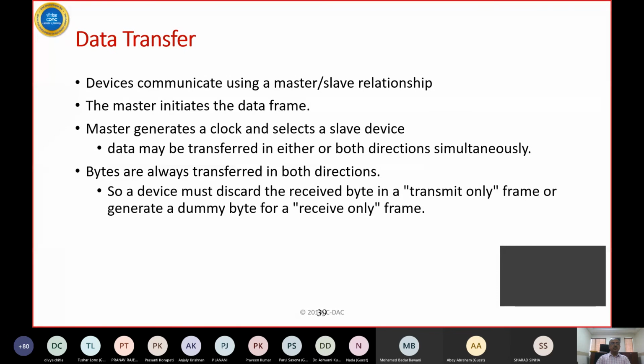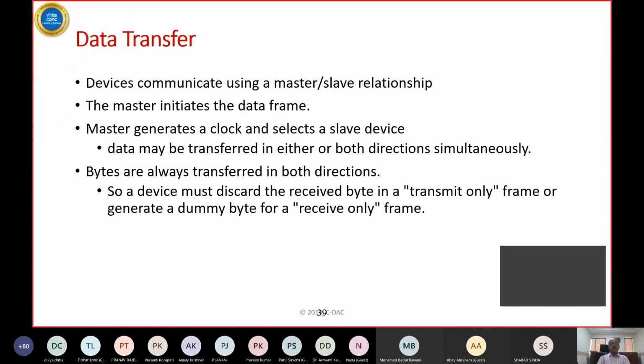So the data transfer takes place using a master-slave relationship. The master will always initiate the data frame. How does it initiate the data frame? It generates a clock and selects a slave device, assuming that we have a slave select. So data is transferred in one direction for sure.